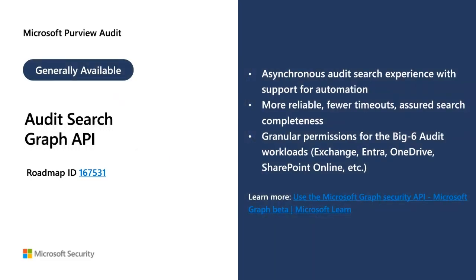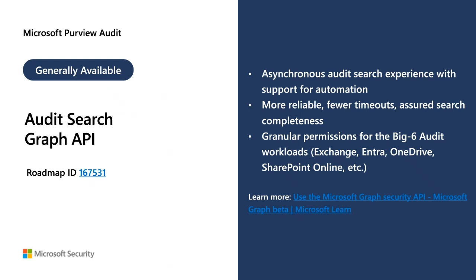So the Audit Search Graph API, this is something that we rolled out recently and is now generally available for commercial as well as our Gov customers. The Search Graph API is one of the programmatic ways to access audit logs. It is an asynchronous search experience, which means that when I submit a search query, I don't necessarily have to wait for it to complete.